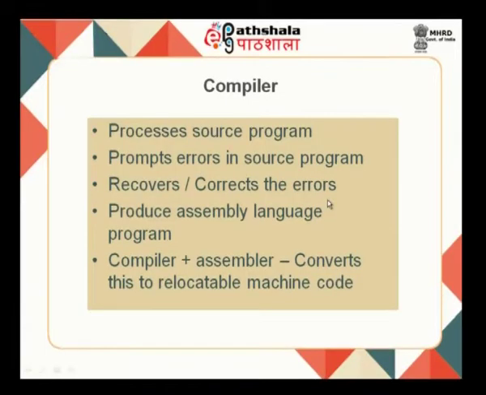Here the compiler should be in a position to process the source program. It reports the errors in the source program, and it should be in a position to recover from or correct the errors, and it should produce an assembly language program. The assembler takes this assembly language program as input and converts it into relocatable machine code. These are the jobs of a compiler. Nowadays compilers come with the assembler, and therefore when you give a source program as input, it converts it into final machine code consisting of ones and zeros.